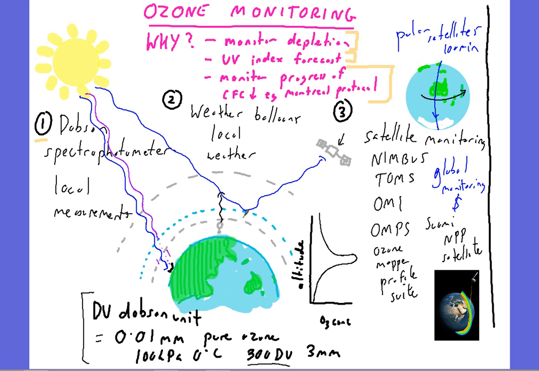They've also got weather balloons. They're released from the surface and travel up through the atmosphere based on the weather. They're only local measurements and they are controlled by the weather, but they provide useful information because they make an altitude versus ozone concentration plot so we can see what altitude the ozone is at.